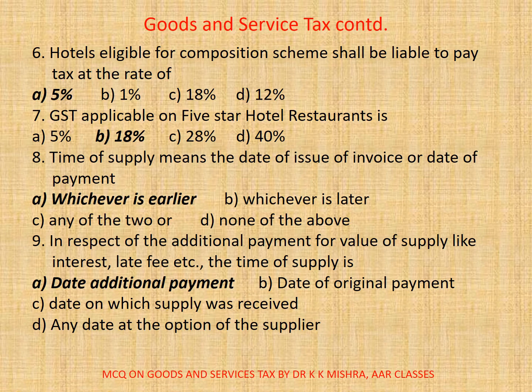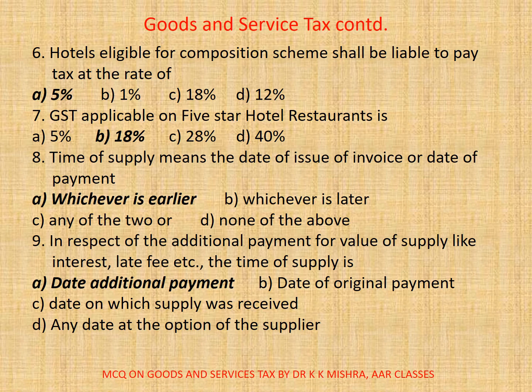6. Hotels eligible for composition scheme shall be liable to pay tax at the rate of, options are: A. 5%, B. 1%, C. 18%, D. 12%. The correct option is A, 5%. 7. GST applicable on 5-star hotel restaurants is, options are: A. 5%, B. 18%, C. 28%, D. 40%. Correct option is B, 18%.